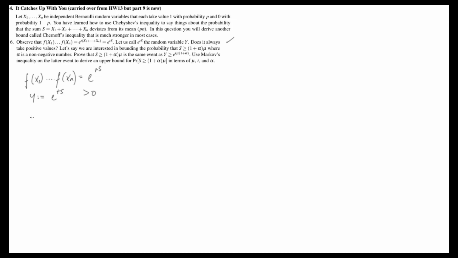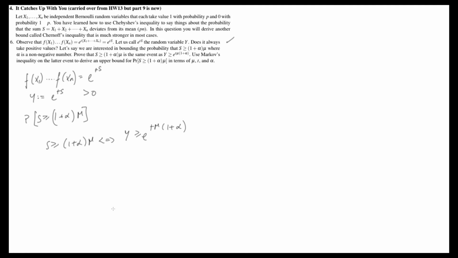So now we want to bound the probability of what? We want to bound the probability that s is greater than or equal to 1 plus alpha times the mean mu, and alpha is a non-negative integer. So first of all, we want to prove that the events are the same. I'm going to talk about events now. Prove that s greater than or equal to 1 plus alpha times mu if and only if y greater than or equal to e to the t mu times 1 plus alpha.